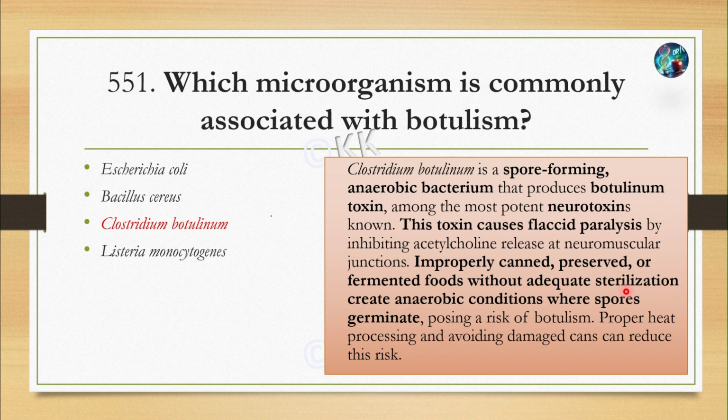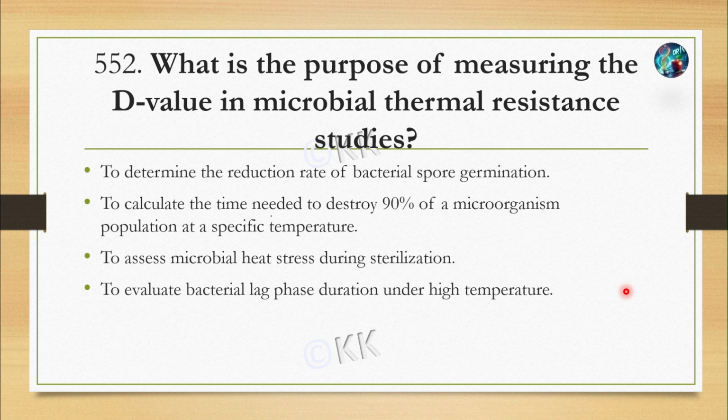So let's move to the next question. What is the purpose of measuring D value in microbial thermal resistance studies? Option A, to determine the reduction rate of bacterial spore germination. Option B, to calculate the time needed to destroy 90% of microorganism population at a specific temperature. Option C, to assess microbial heat stress during sterilization. Option D, to evaluate bacterial lag phase duration under high temperature.